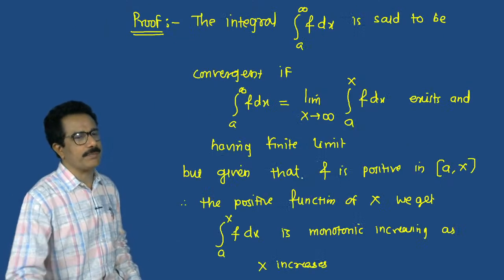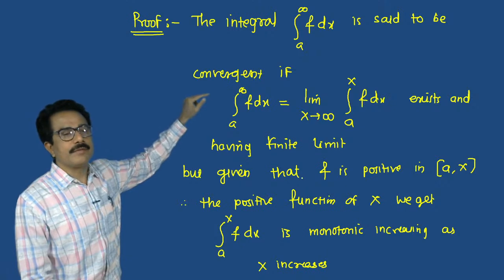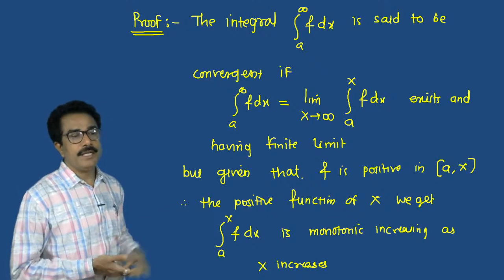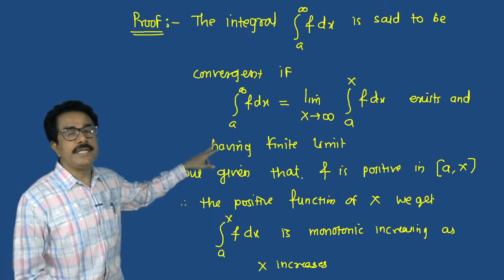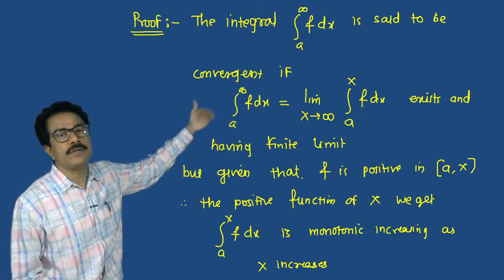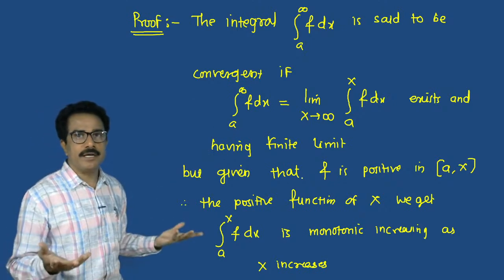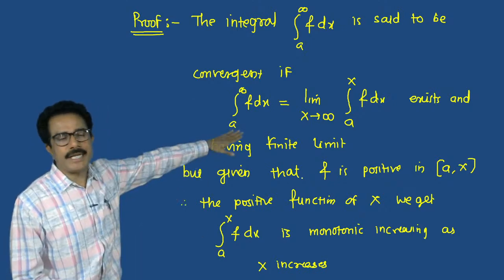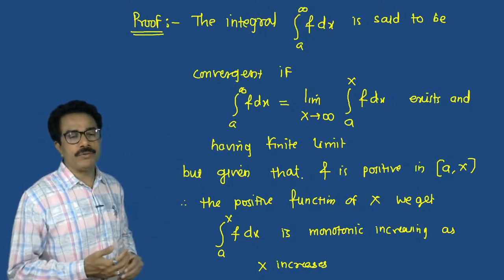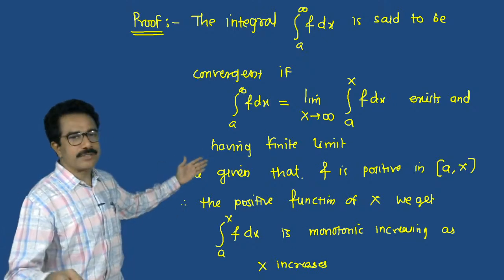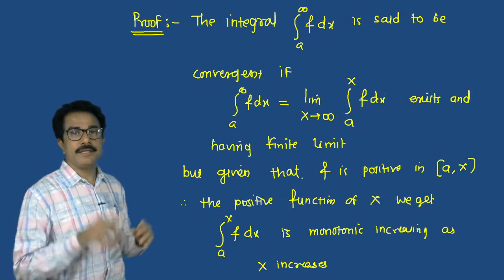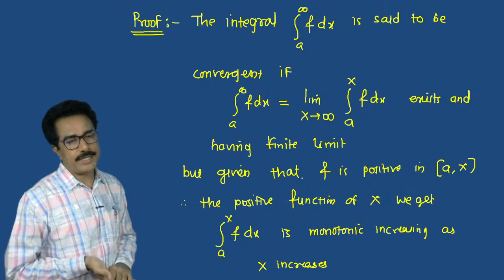Now suppose the first part. The integral from a to infinity f dx is said to be convergent. That means integral from a to infinity f dx, which is equal to limit x tends to infinity of integral a to x f dx, exists. If convergent, then this limit exists and has a finite limit. But given that f is positive in closed interval a comma x, according to the theorem, f is positive in that interval, that is closed interval a to x.